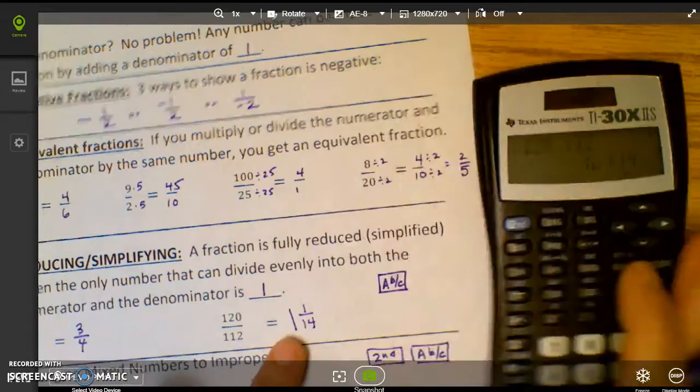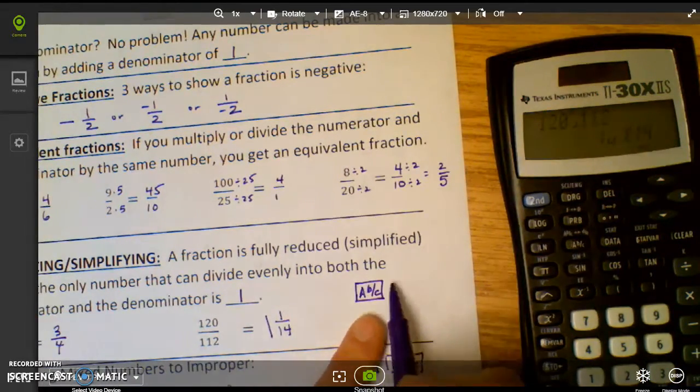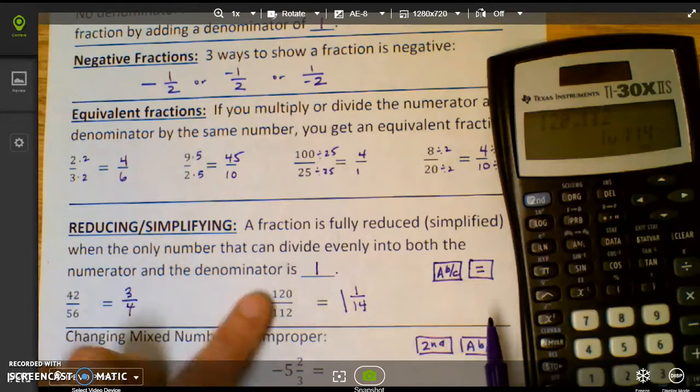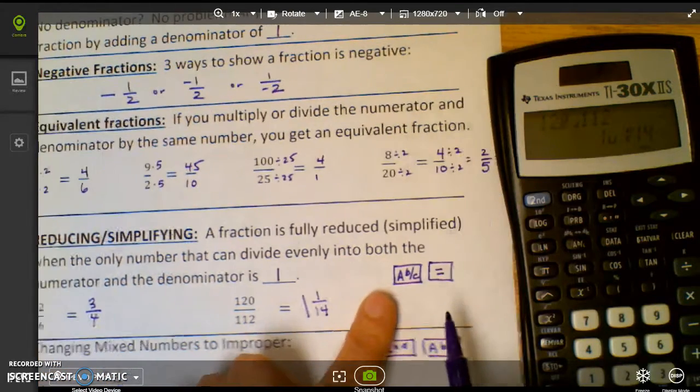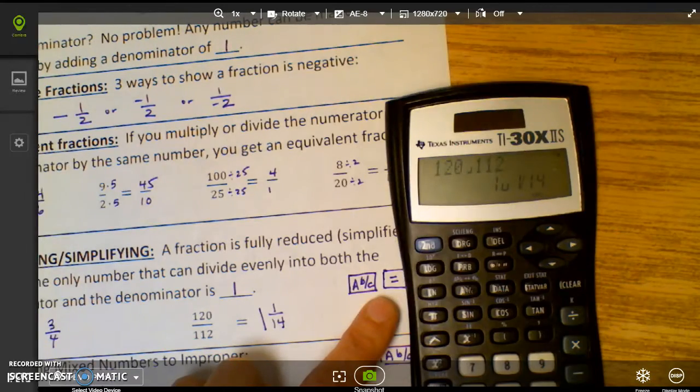or maybe we kept it as an improper fraction. So guys, on your note sheet, I want you to draw the ABC button, and then I want you to draw the equal sign next to it. And maybe this will remind us that if we need help simplifying or reducing, we could always use our calculator's ABC button to type in our fraction, and then remember, hit equals.